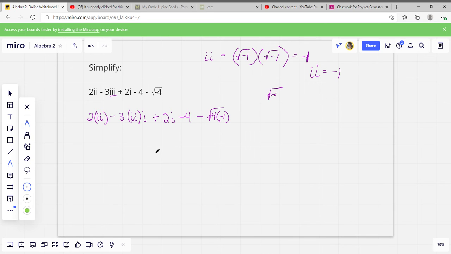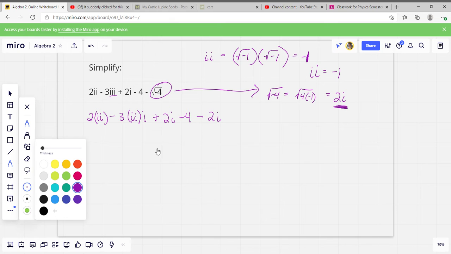So square root of negative 4, that's going to equal square root of 4 times negative 1. Square root of 4 is 2. Square root of negative 1 is i, so that'd be 2i. So we'll replace that with 2i. Okay, so I solved it over here to make it be 2i right there. All right, now everywhere we have 2 i's together, i times i, we're going to change that to negative 1. Okay, so this would turn into negative 1.